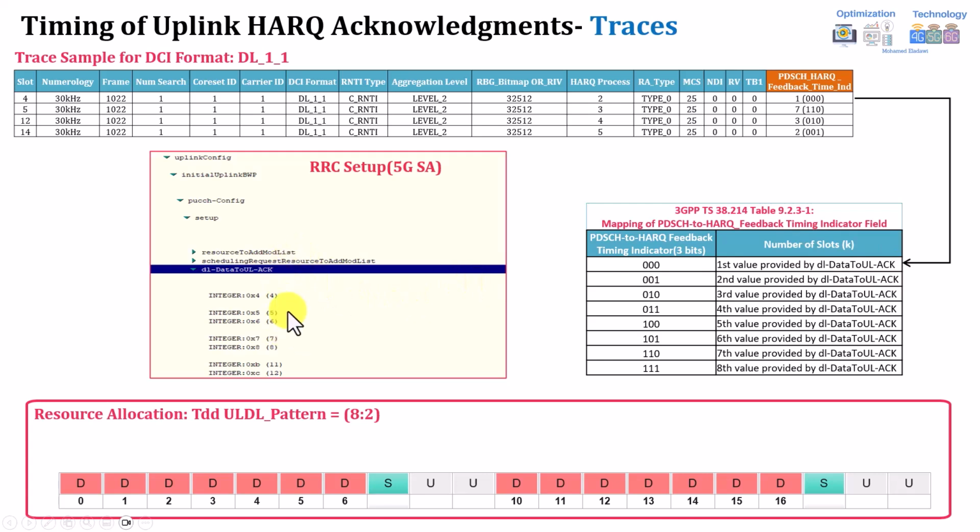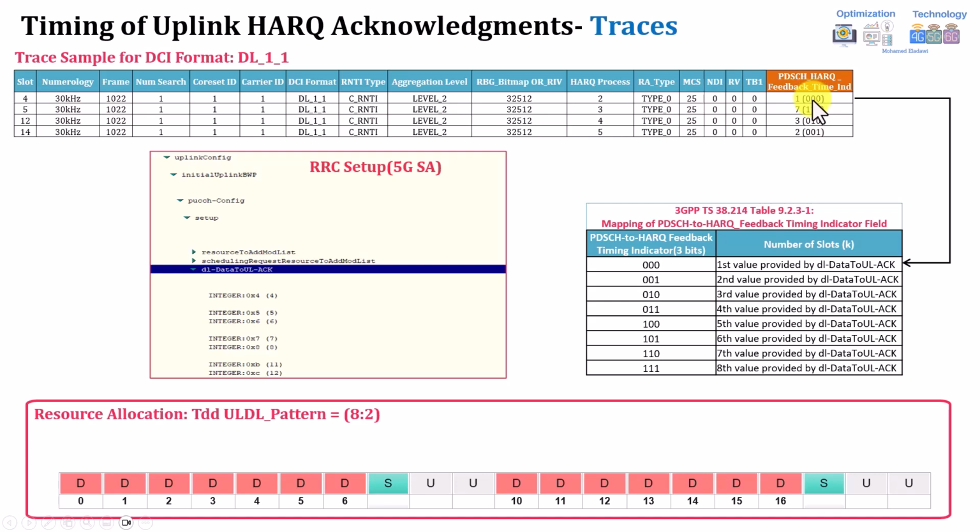So in the RRC message on the left side here, under the downlink data to uplink, you have 1, 2, 3, 4, 5, 6, 7. So you have 7 values, in sequence as you can see here. Till now the UE doesn't know when slot 4 should send the feedback.